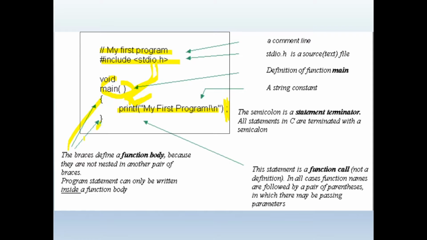These curly braces denote that this is the opening curly brace, and this is the closing curly brace. Above the curly brace I have main. So it tells me that here your main, something which you have written above, is getting started. Now write the whole code, and whatever things you started, that is ending here, so that is the closing curly brace. So here the braces define the function body because they are not nested in another pair of braces. The program statement can only be written inside the function.